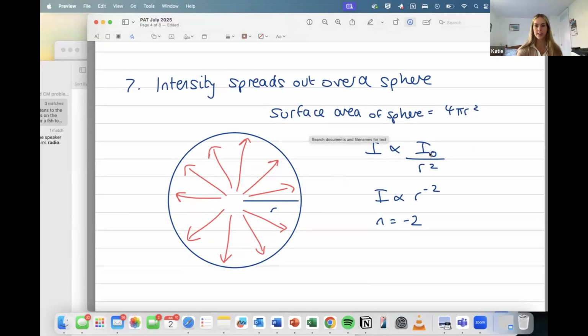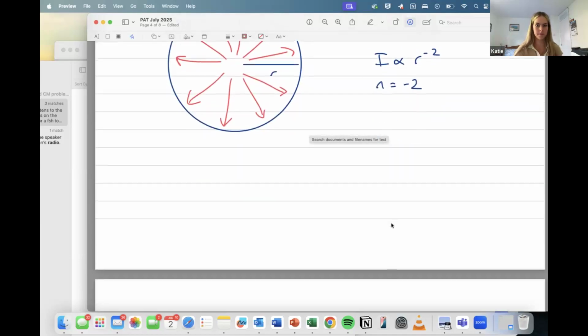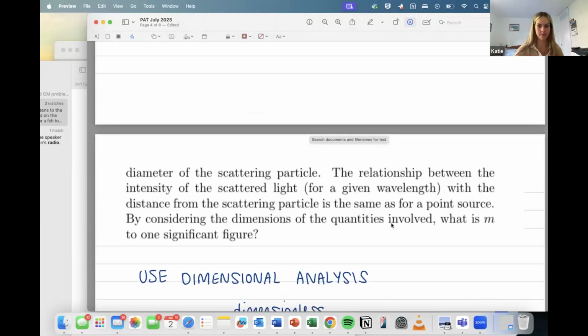The original intensity we often call I naught, what the intensity is at the start. Then if we divide by the surface area of a sphere, and we know that's 4 pi r squared, we get that the relationship is that I is proportional to r to the minus 2. So this question is basically asking what's the power, and in this case we can say that n is equal to minus 2. You get this a lot with gravitational equations and electrostatic equations. They all follow this inverse square law of intensity, just due to the surface area.